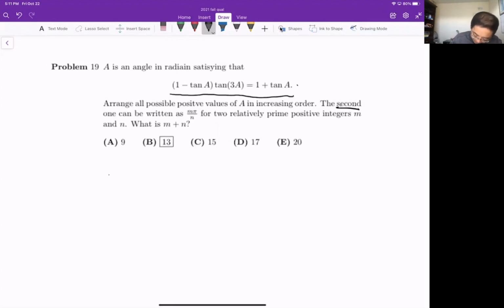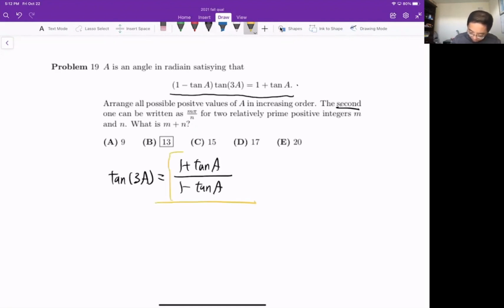So this equation basically tells us that tangent 3A equals (1 plus tangent A) over (1 minus tangent A). Then the point is whether we are able to simplify the one on the right-hand side, right? 1 plus tangent A over 1 minus tangent A.